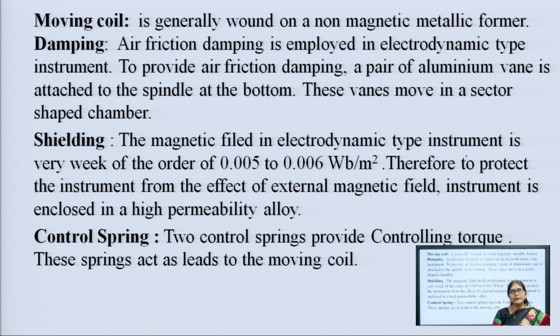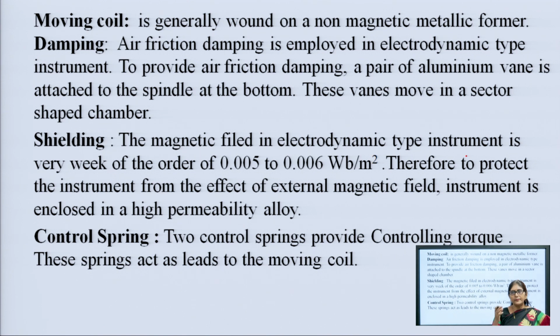So, it stops basically vibration of the pointer. Then yes, magnetic shielding is required, because the magnetic field produced by the coils is very weak, in the order of 0.005 to 0.006 Weber per meter square. So, shielding is also required. To protect the instrument from the effect of external magnetic field, the instrument is enclosed in a high permeability alloy.